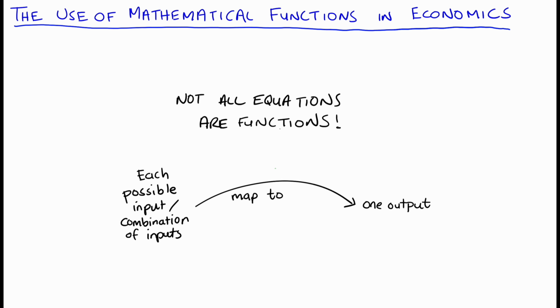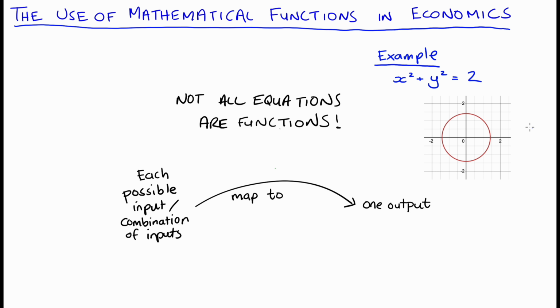So if we consider an equation like x squared plus y squared is equal to 2, this is actually the equation that makes the shape of a circle on our Cartesian plane. And here you can see for these x values, our input values, some of these correspond to two y values. So our inputs track to more than one output. So this is not a function.